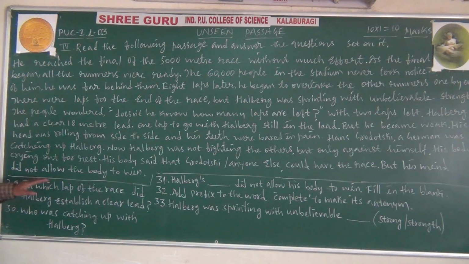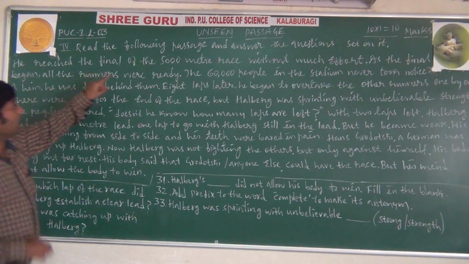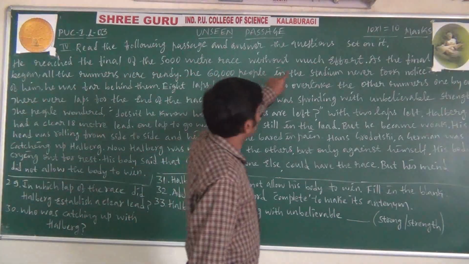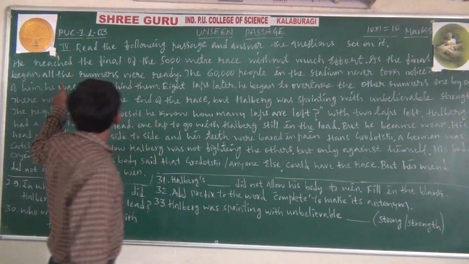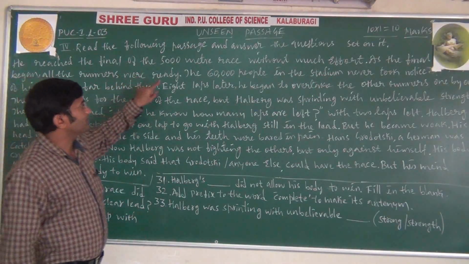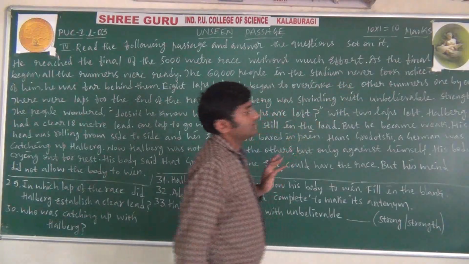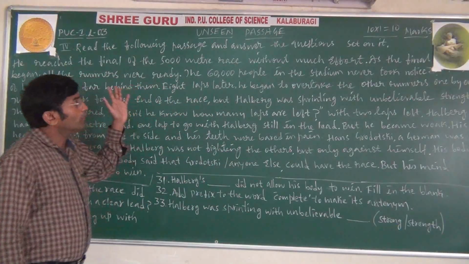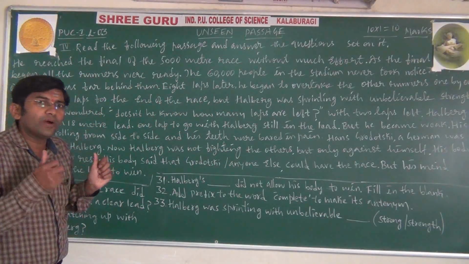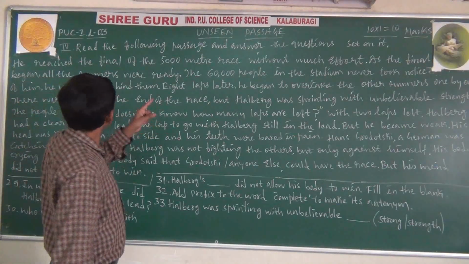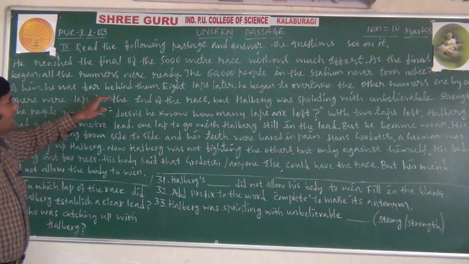29. In which lap of the race did Hallberg establish a clear lead? So where is the clear lead? Let us find it out. He reached the final of the 5,000 meter race without much effort. As the final began, all the runners were ready. The 60,000 people in the stadium never took notice. Without effort, of course, he moved in the 5,000 meter race, but no one could notice him in the stadium. He was far behind them.